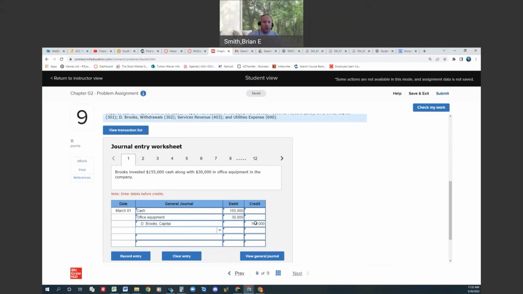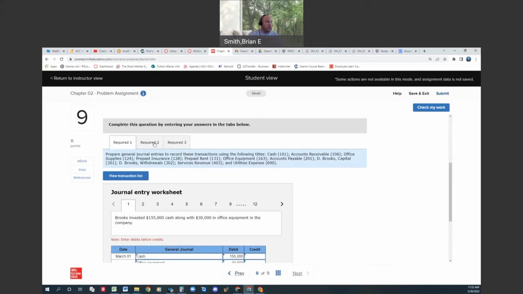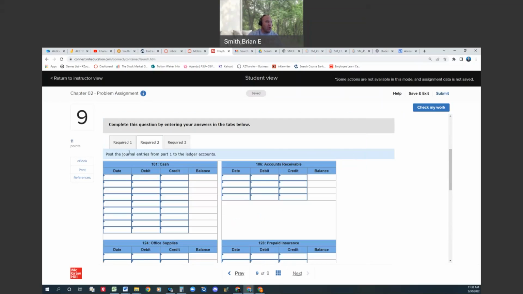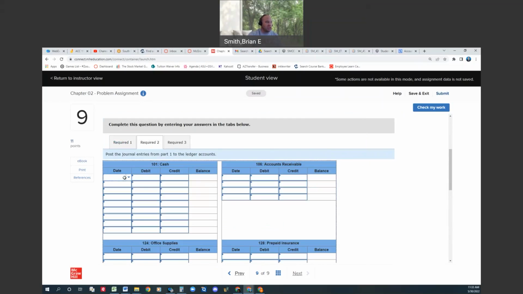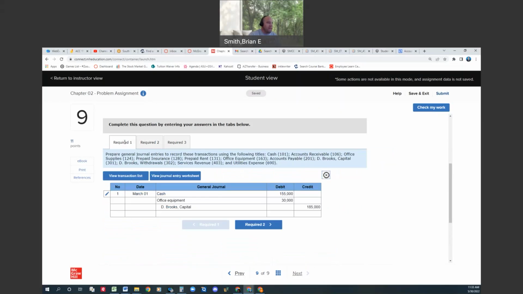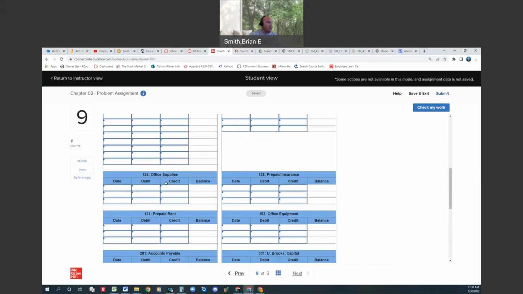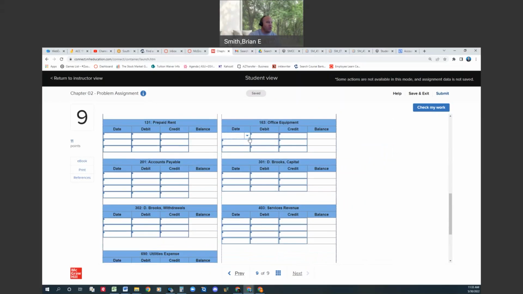Now, you can do this one of two ways, all right? You can go through and do all these journal entries, or you can do it like this. Once you're done with this one, come over to requirement 2. Your date was March 1st, and you dealt with cash. So let's put in here March 1st. And you debited cash, the $155,000. And then we had office equipment for $30,000 for the same date. Office equipment, just go around, find, here it is, office equipment. March 1st, we debited it for $30,000.